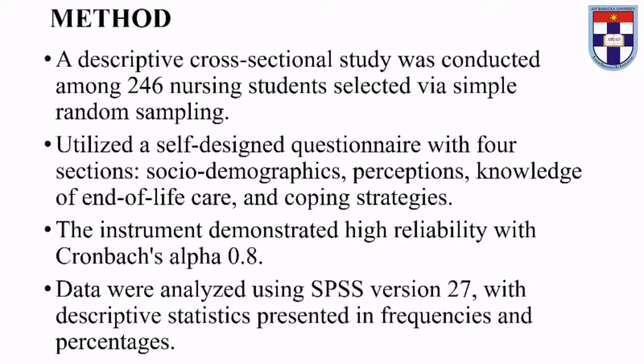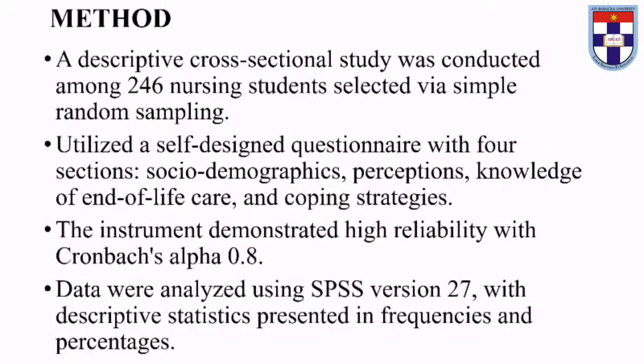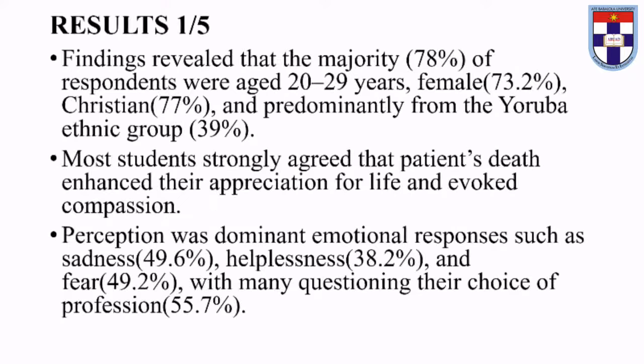Now, in the course of this research, a descriptive cross-sectional study was conducted among 246 nursing students. The questionnaire used was self-designed, and it had 4 sections, including the socio-demographics, a section which assessed their perception, another section which assessed their knowledge of end-of-life care, and their coping strategies. It demonstrated high reliability with a Cronbach's alpha of 0.8.